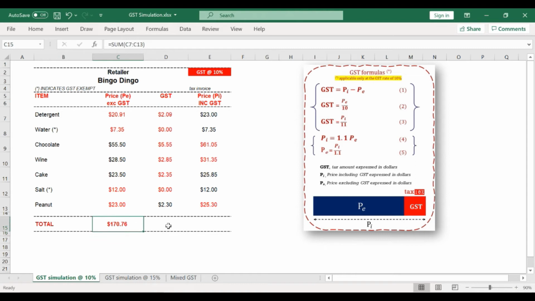I can replicate the same thing, or I can simply drag to the right hand side, which will give me the same results. So in total, the customer paid $185.90. Out of that is $15.14, which goes to the taxman, and $170.76, which goes to the retailer.